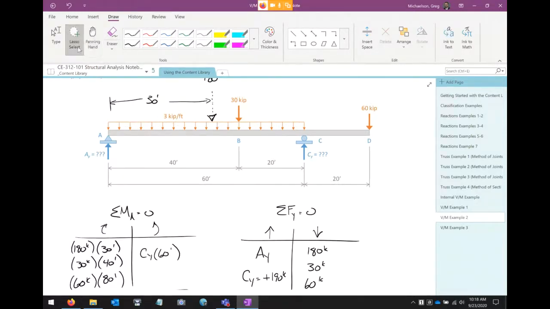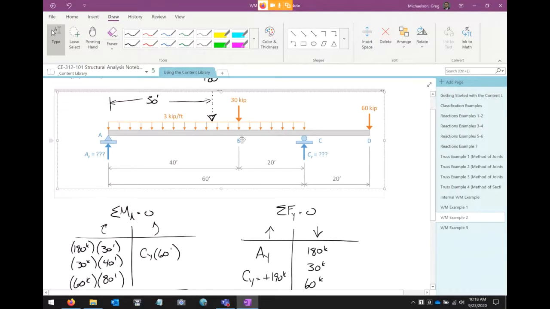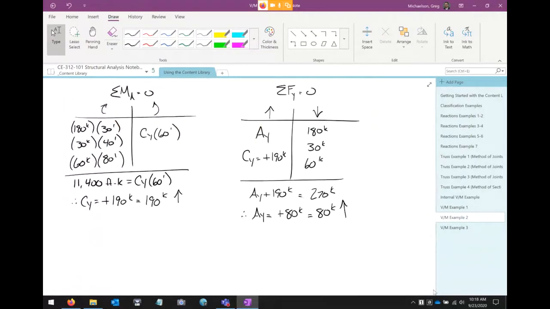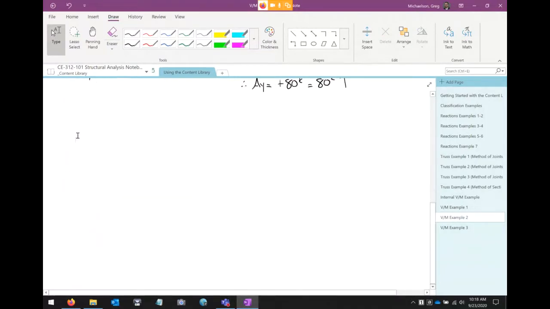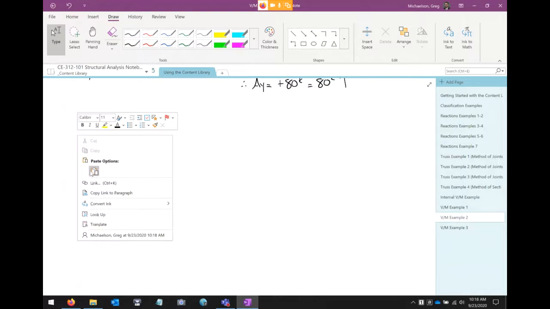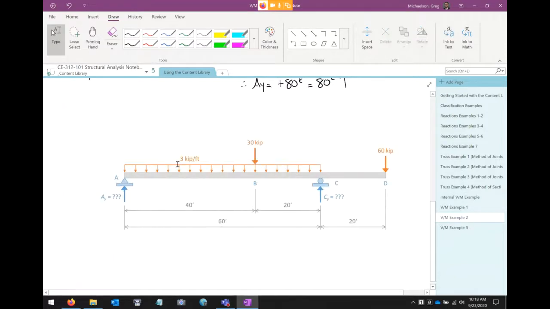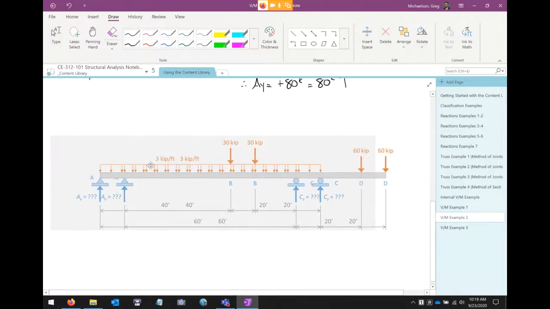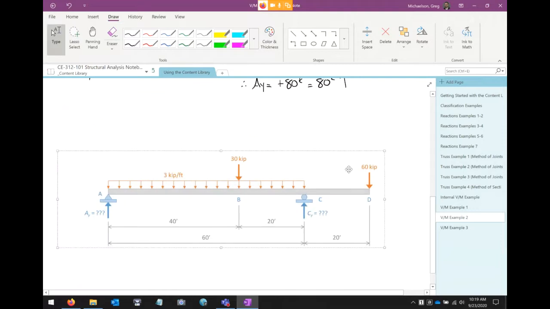Actually, hold on. Let me recopy this image. You don't have to do this in your notes, but I'm doing it here to make a point. Okay. This is the beam right here.